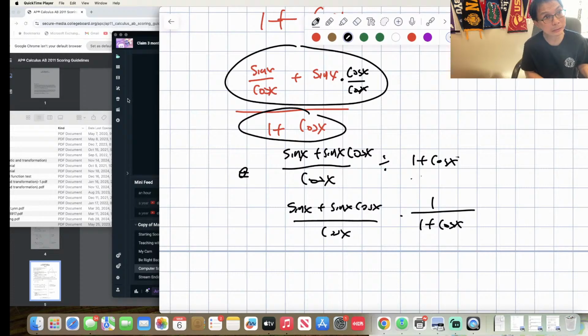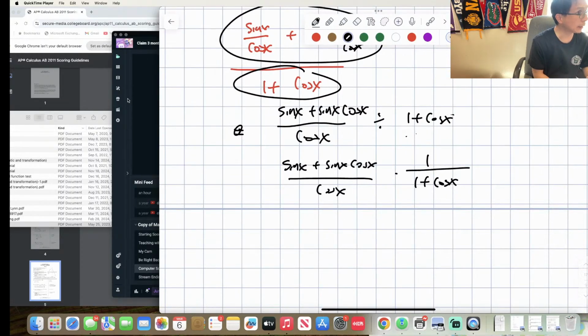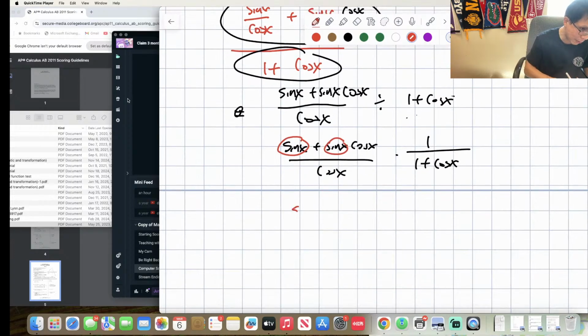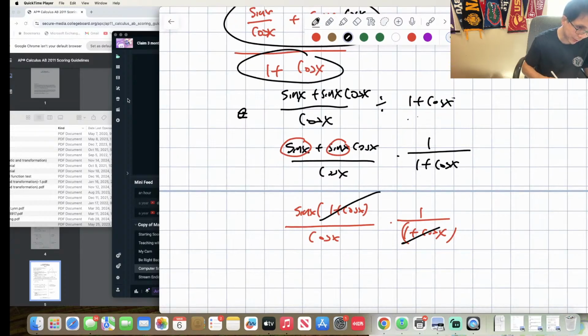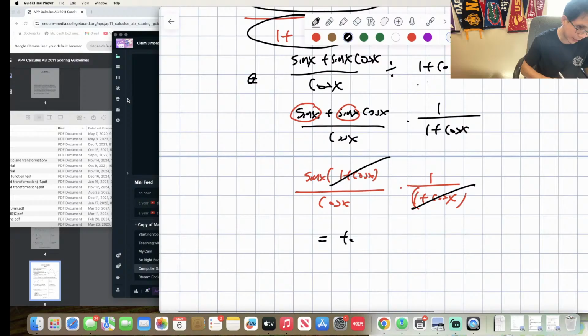You got it? Now, what can I simplify here? Is there anything I can simplify? You can factor. If you realize that in here, those two things are identical, so we can do something called GCF factoring. If you factor out, you would have sine of x times 1 plus cosine of x over cosine of x times 1 over 1 plus cosine of x. Now, if you factor this out, multiplying, I can just simplify. And that's equal to tan of x, which is what the question was.